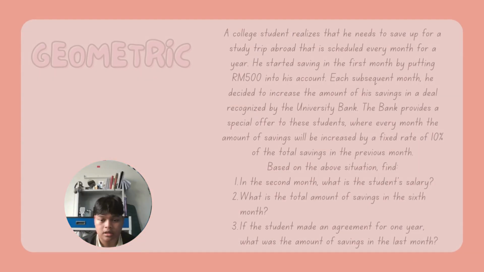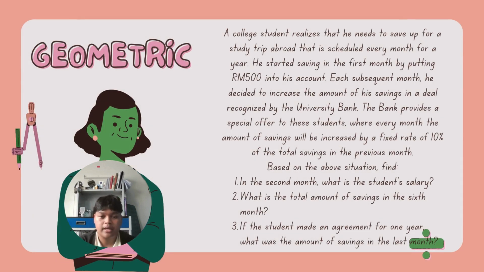Okay, we move to the next part. I will explain the geometric progression question about a college student who realized that he needs to save up for a study trip abroad. He scheduled every month for a year. The problem background: he started saving in the first month by putting 500 ringgit into his savings account. Each subsequent month, he decided to save more.